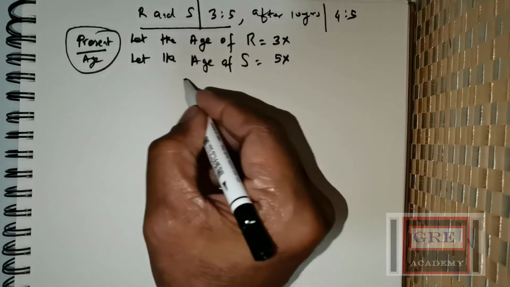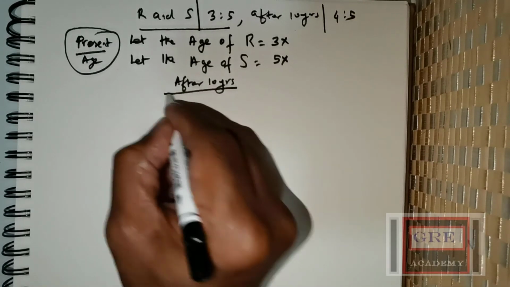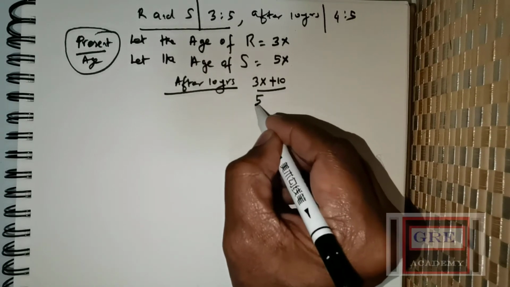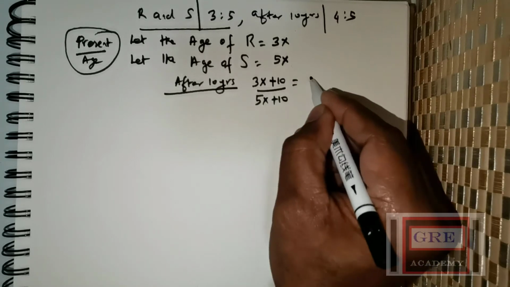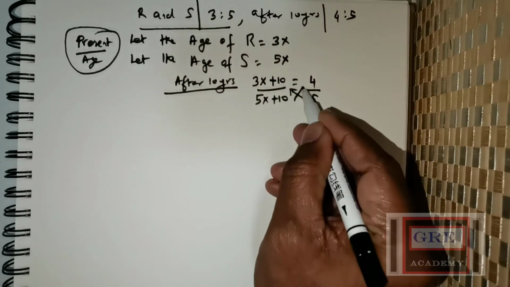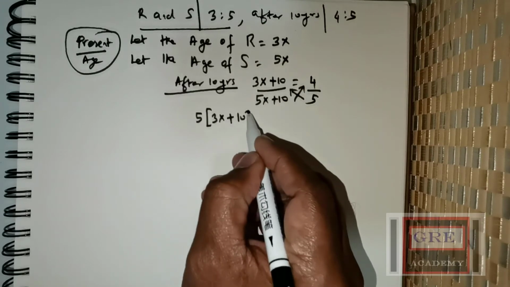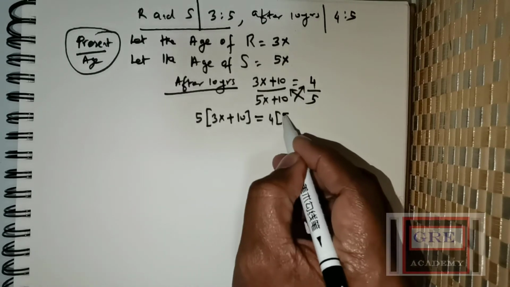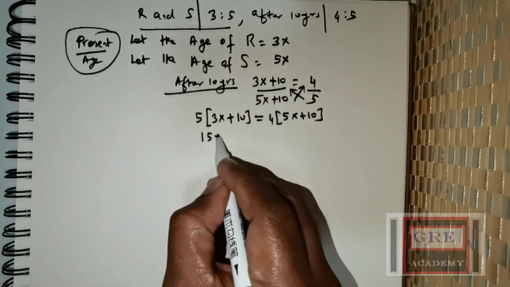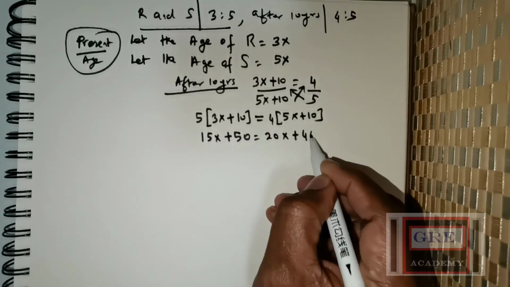Now 10 years later, so after 10 years, what happens? You have got 3x positive 10 and 5x positive 10, and that is given in the ratio of 4:5. You cross multiply, you get 5 times 3x positive 10 is equal to 4 times 5x positive 10. This is what you get. From here you get 15x positive 50 is equal to 20x positive 40.